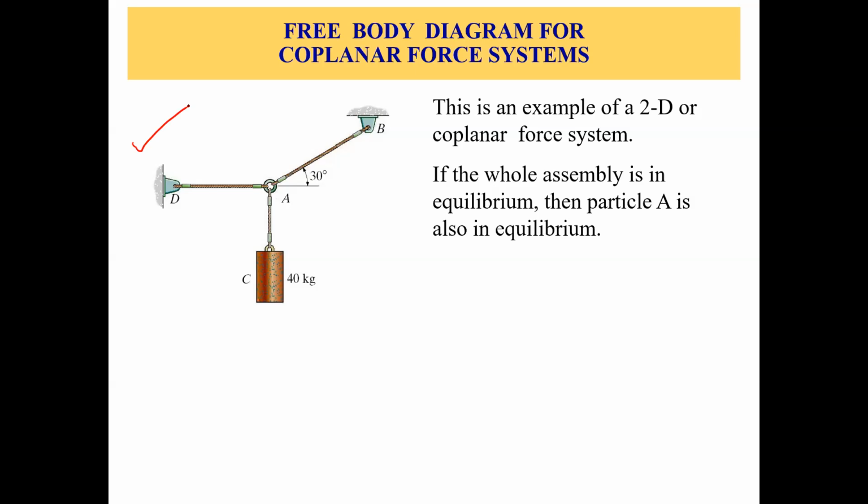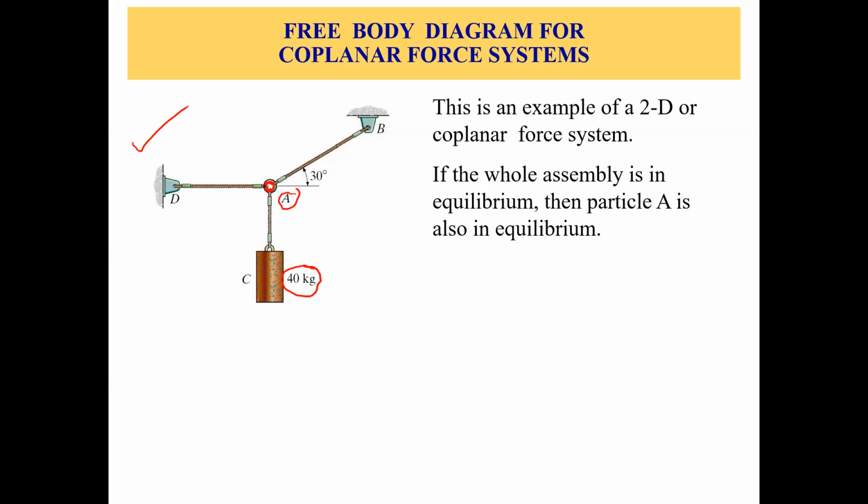Let's see what's written here. This is an example of a 2D or coplanar force system. We already talked about this: if the whole assembly is in equilibrium, then particle A is also in equilibrium. Now let's come back to this figure. There's a mass of 40 kg hanging down at point C. Then there's this hook at point A, and there are three cables, AB, AD, and AC, attached to that hook.